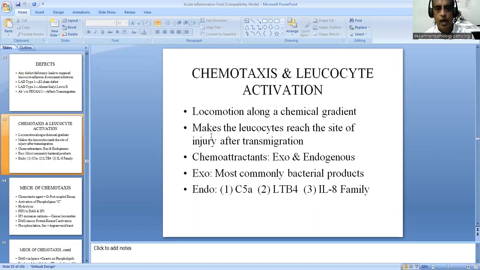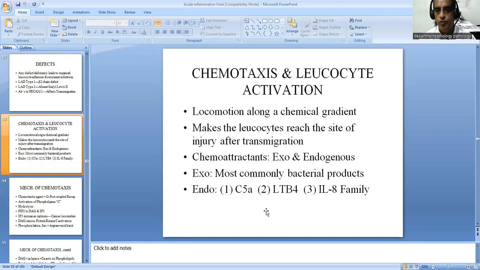Now once they come to lie outside, they have to move along a chemical gradient. So that is known as chemotaxis. Chemotaxis is the locomotion along a chemical gradient. It is sort of a guide for the cell to reach the proper destination, something like a Google Map, you will identify more with that. Something like a Google Map which shows the direction to the cells where to reach and how to reach. So they reach the site of injury after transmigration with the help of the process known as chemotaxis.